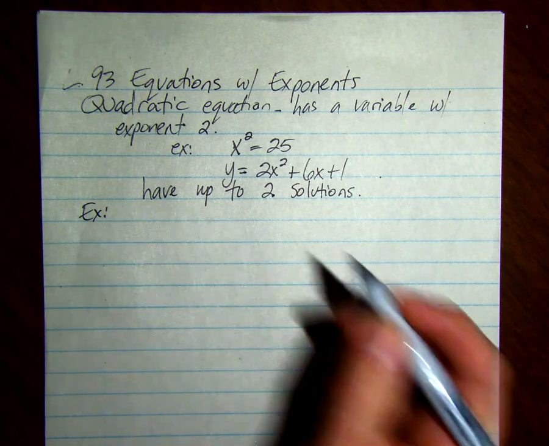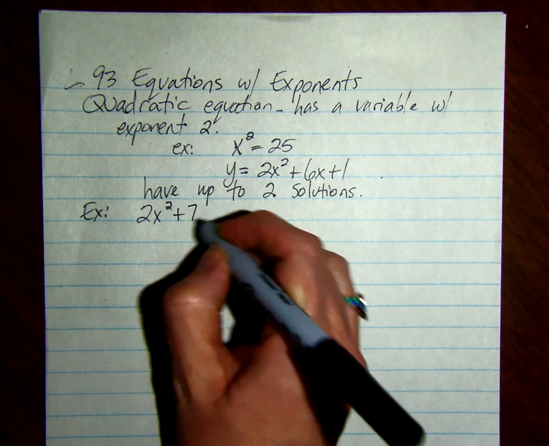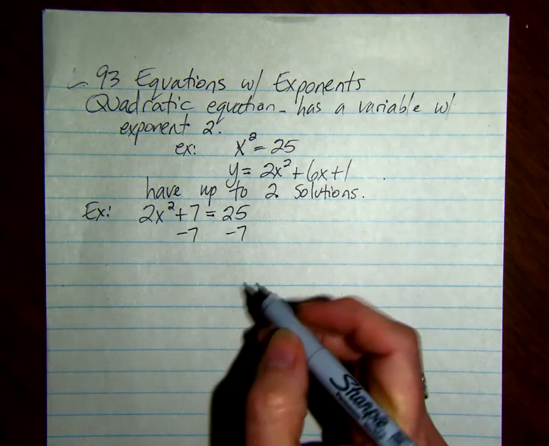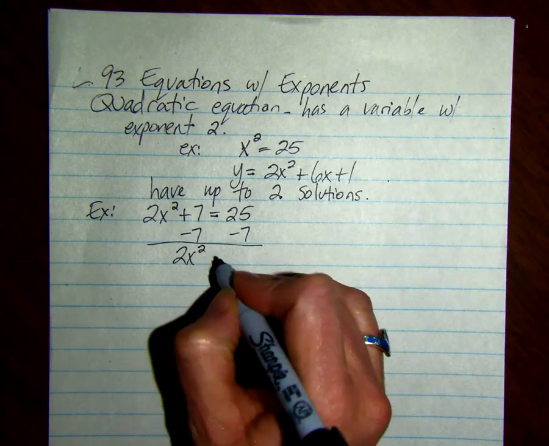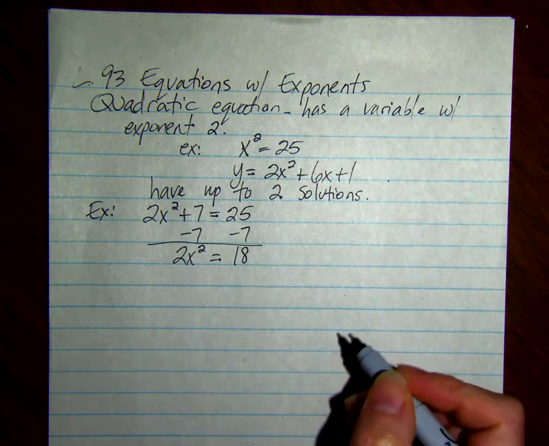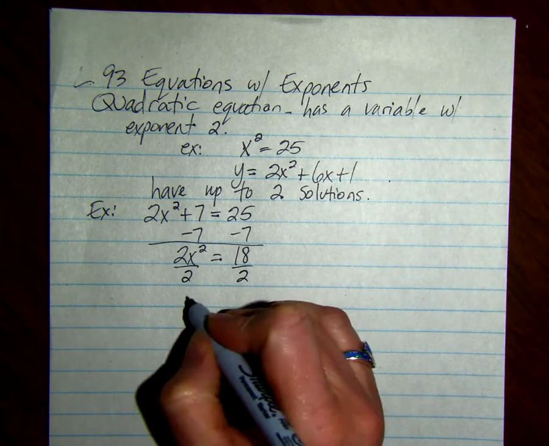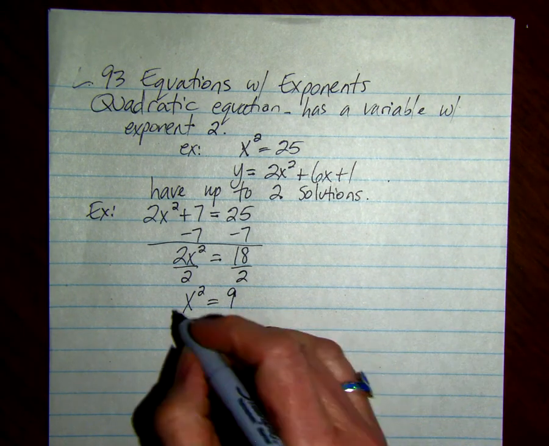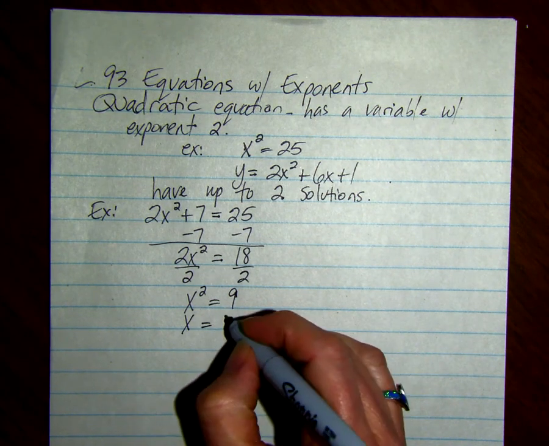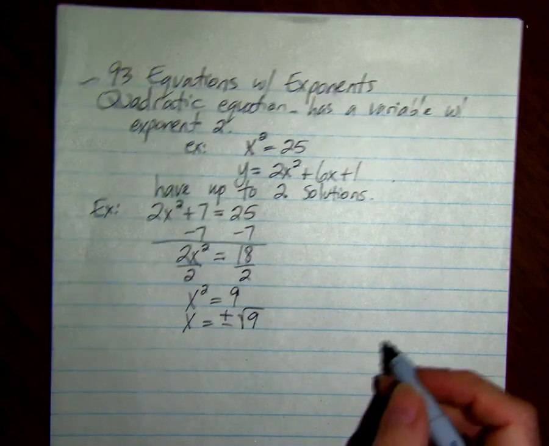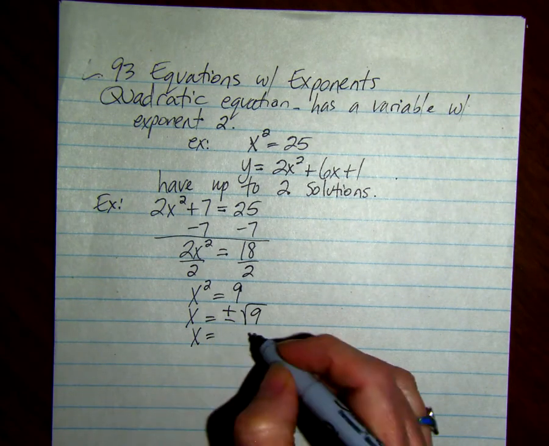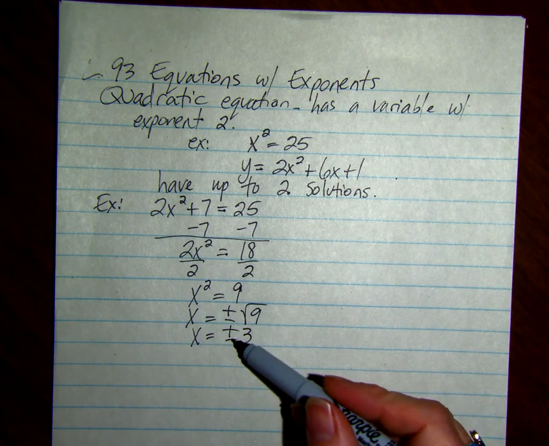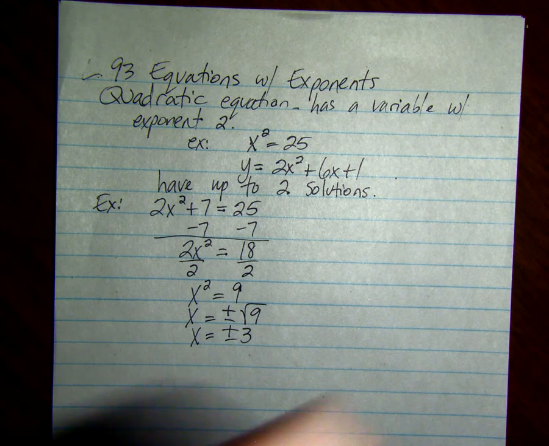Here's our first example with quadratic equations. 2x squared plus 7 equals 25. If you subtract 7 from both sides, you get 2x squared equals 18. If you divide by 2, we have x squared equals 9. Now, if you take the square root of both sides, you have x equals plus or minus the square root of 9. So you have to include both the positive and the negative 3. Since negative 3 squared is 9, you want to make sure you include that.